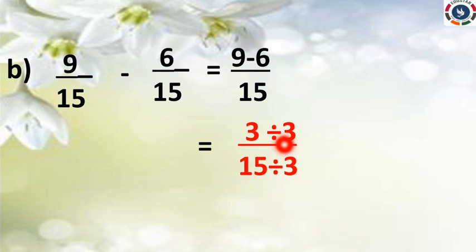What you do to the numerator, the same thing we do to the denominator also. How many times is 3 in 3? Only one time. So write 1 in the numerator. How many times is 3 in 15? 5 times. So it is equal to 1 by 5. Okay, this is the lowest term.